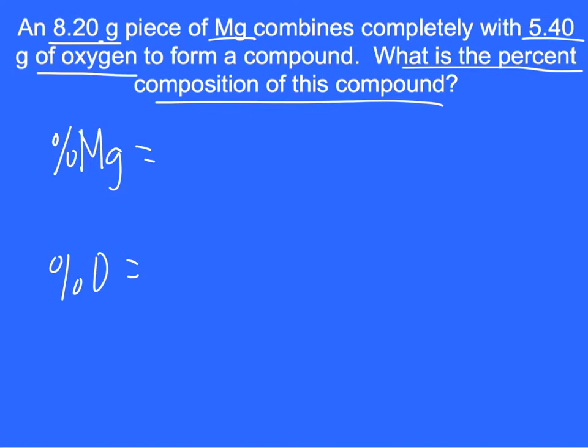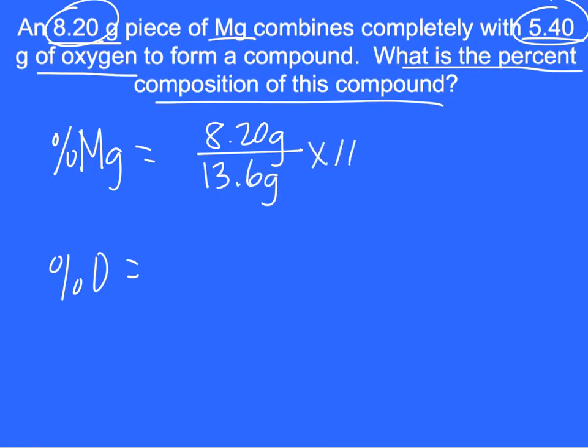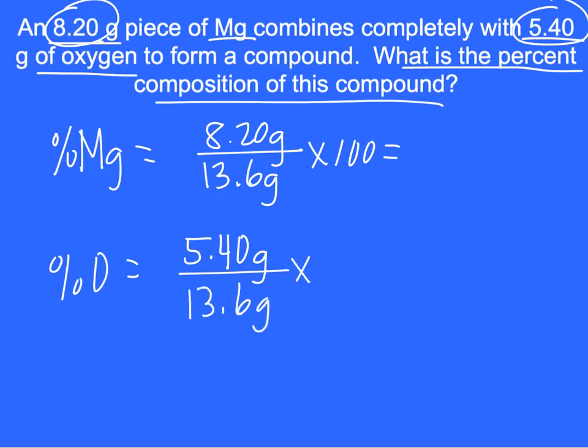So let's see, the part of magnesium is 8.2 grams, and that has to be added with the 5.4 to give us the total. So we're going to add both of them up together to get the total, so part over whole, and that equals 13.6 grams. And then we multiply by 100 to get that into the percent form. And we're going to do the same thing for oxygen. So oxygen goes on top, and that has a mass of 5.40 grams over the whole thing, the total, 13.6, and then times 100 to put it into the percent form.